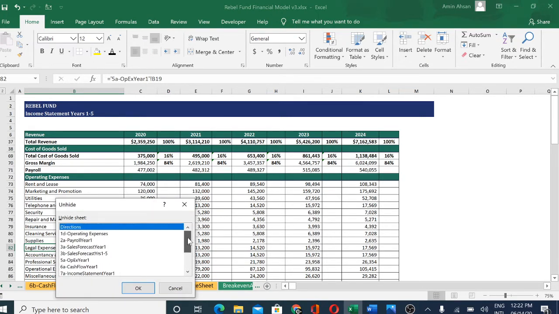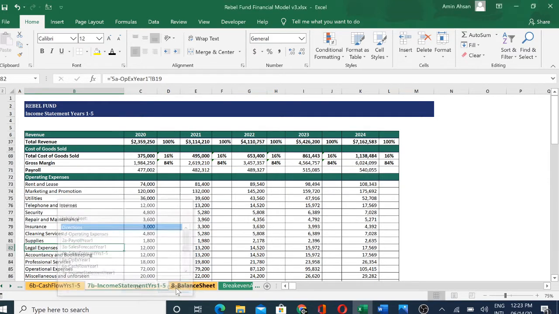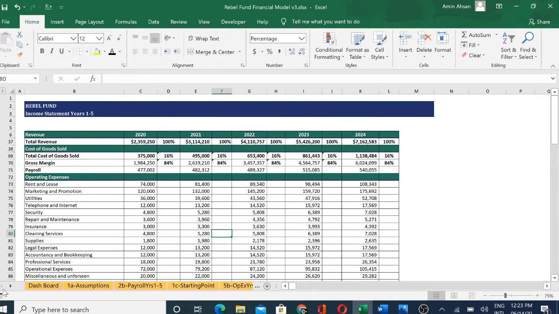I have hidden some sheets which have backend working, so you do not need to open any of them. If you want to see them, then you can open them if you want. There is no issue.